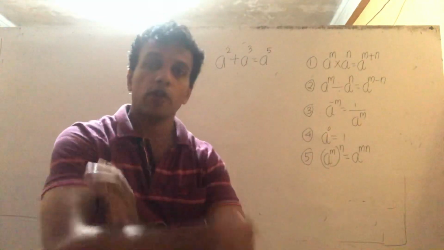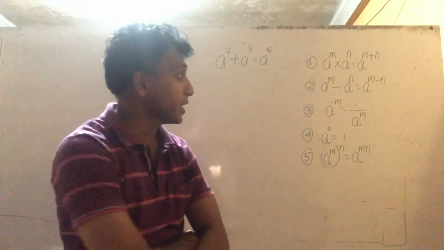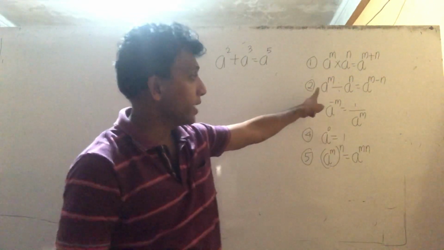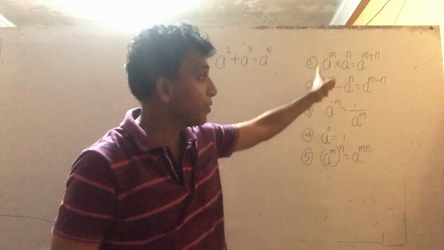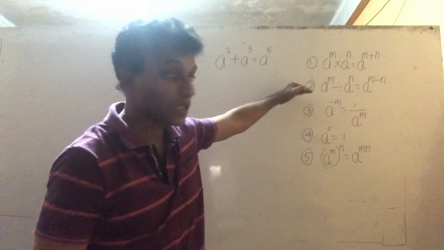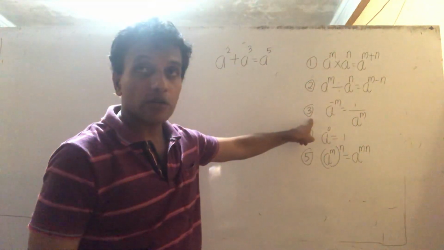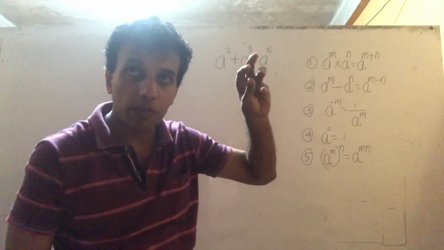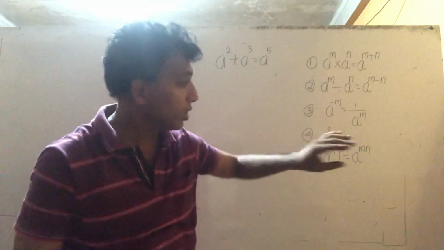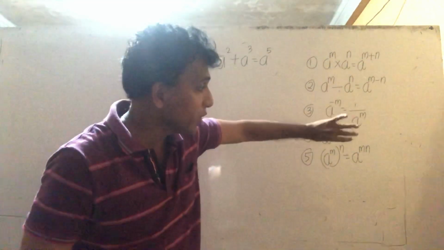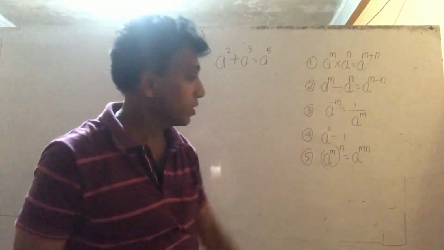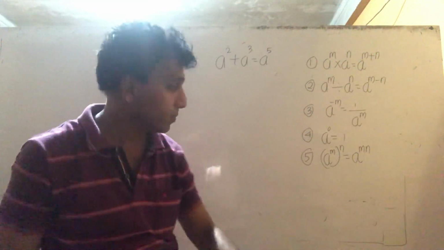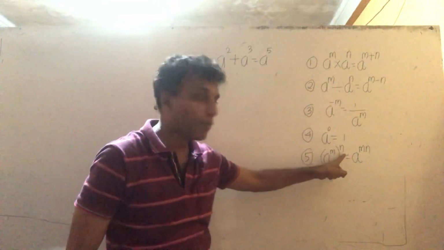What is rule number 1 of Indices? When the bases are the same and you multiply, add the powers. Second rule, when the bases are the same and you divide, subtract the powers. You work questions on those. Third rule of Indices, a negative power: if any power is negative, as we worked in the last second video, to remove the negative we say 1 over. Rule number 4, power 0 of any number is 1. Last rule, power of a power, multiply.